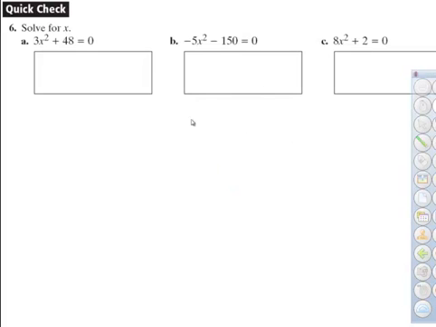Alright, so why don't you guys pick one. Pick either A, B, or C, and try to solve those as a class. Okay, part A, I got plus or minus 4i. Part B, I got plus or minus i radical 30. And then C, I got plus or minus 1/2 i.